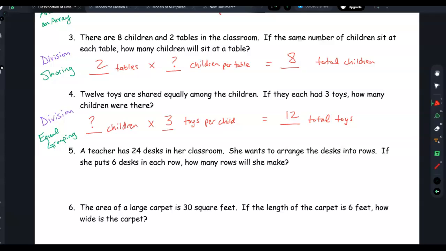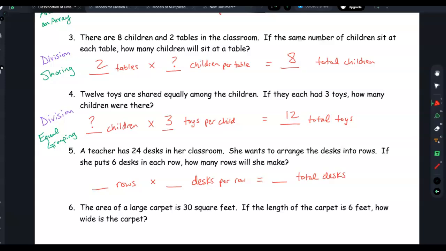Do I know yet if this is going to be multiplication or division? It might be obvious to some people. If it's not, you do your setup, right? So for arrays, whether it's multiplication or division, I know that the first number is going to be the number of rows, and the second number is going to be the number of objects per row. In this case, what are those objects? They're desks, right? This is going to be desks per row. And then that should be equal to the total number of objects, in this case, desks. So we could just say equals desks, or if we want to say total desks, that's fine too.